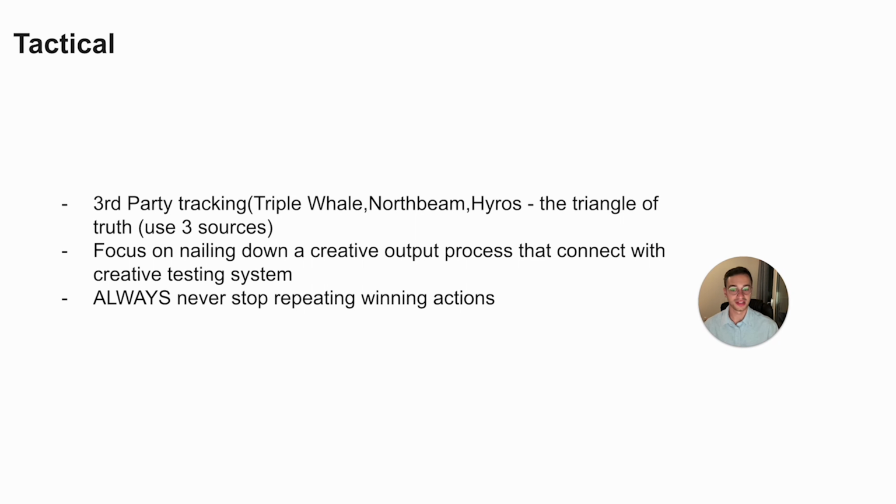Then you need to focus on a creative output process that connects with the creative testing system. So obviously you're going to get that data, you're going to get the winning creatives, you're going to get the winning angles. You need to have a process to iterate on those winning creatives, by editing those, or by creating the next batch from scratch. And always, never stop repeating winning actions.